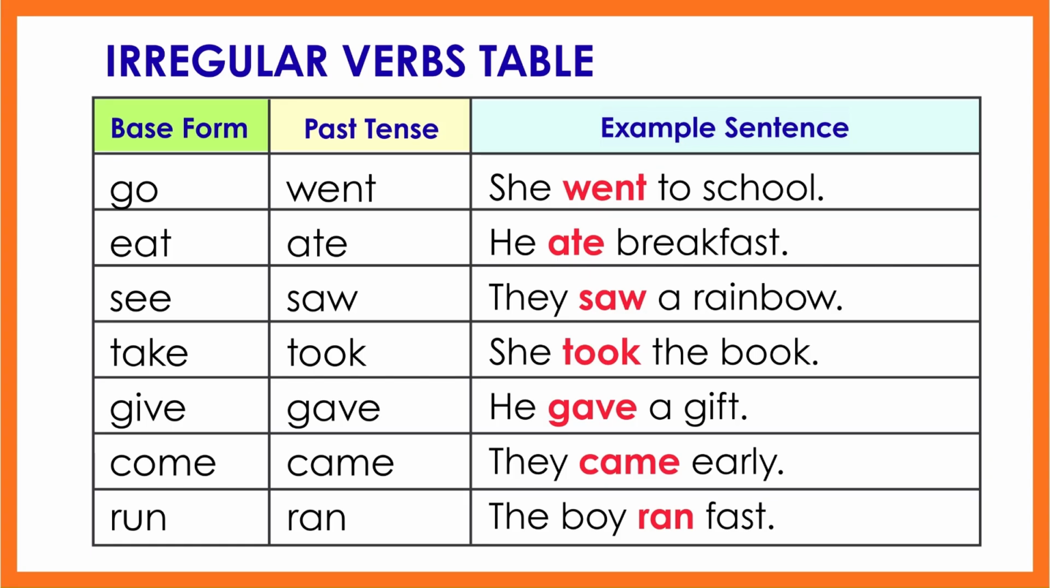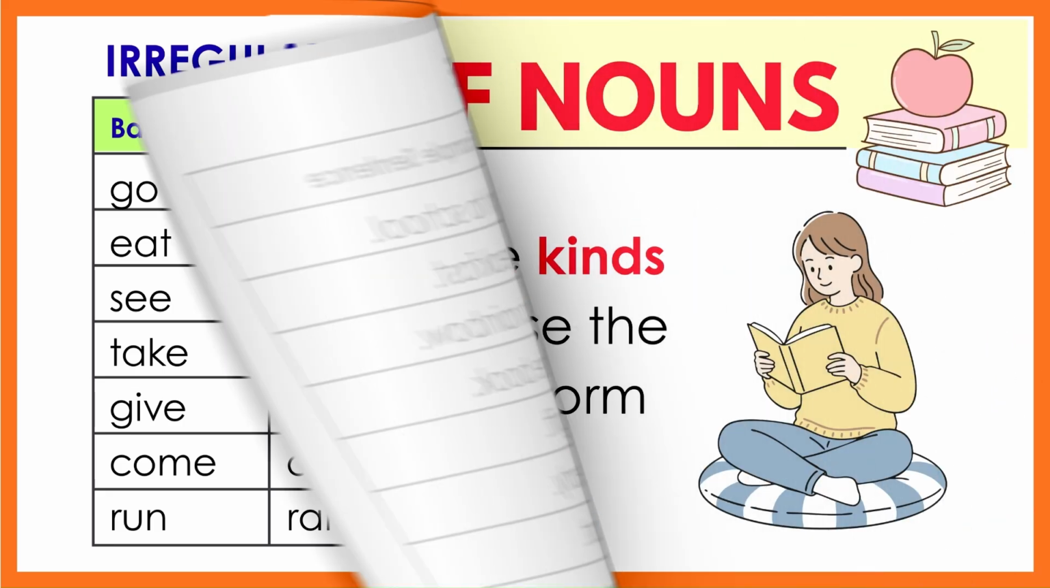The base form is give, and the past tense is gave. Example sentence, he gave a gift. The base form is come, and the past tense is came. Example sentence, they came early. The base form is run, and the past tense is ran. Example sentence, the boy ran fast.